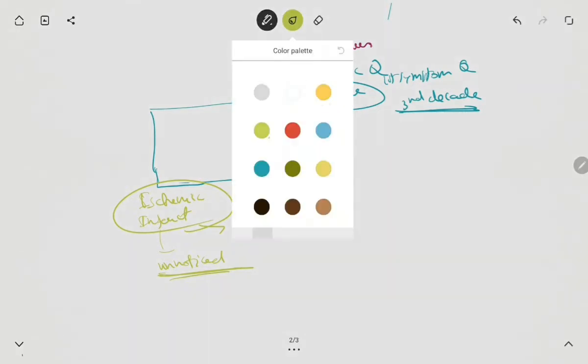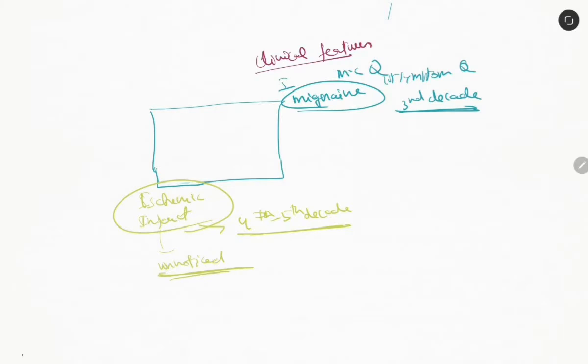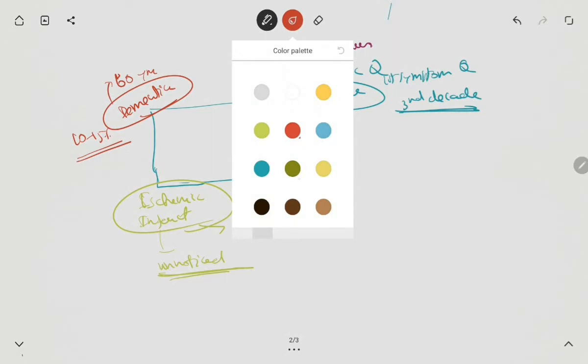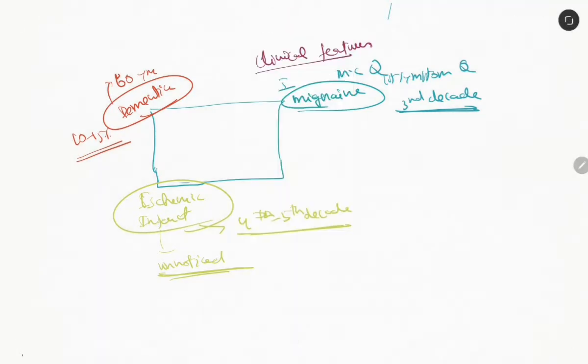Following ischemic infarct, you may have dementia. It's most common in 60 years and above, that is your 6th decade. Almost 10 to 15% develop this. And patients may also have psychiatric disorders. Among the psychiatric disorders, the most common is depression.